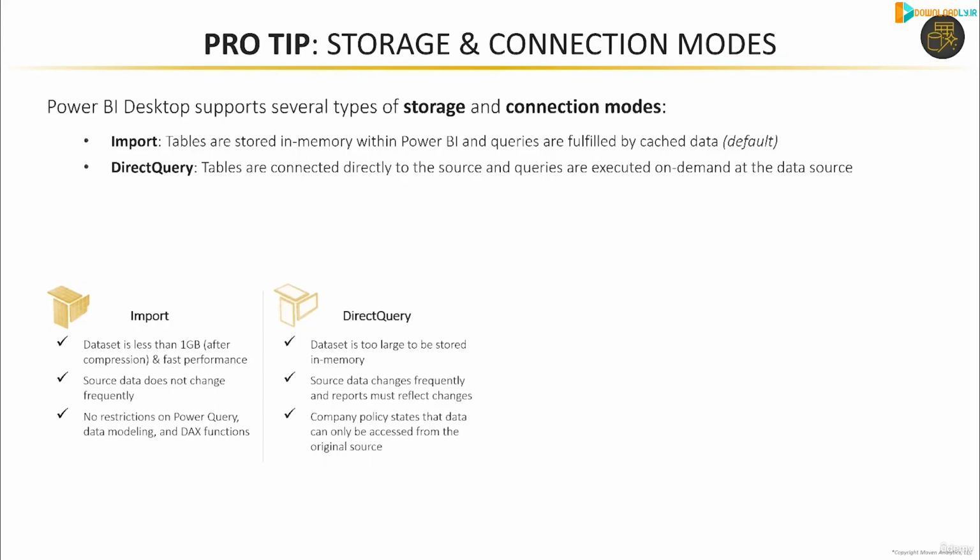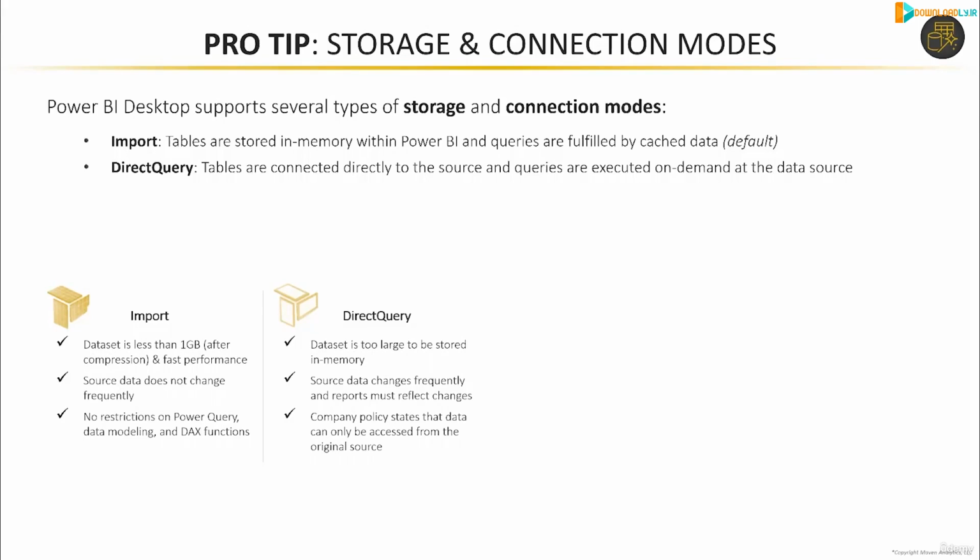Direct query tables are connected directly to the source data, and any queries, meaning data requests, that are needed are pushed back to the source to be executed on demand. This storage method is most commonly used when datasets are too large to be stored in memory, and the source data updates very frequently, and reports must reflect the most recent data.